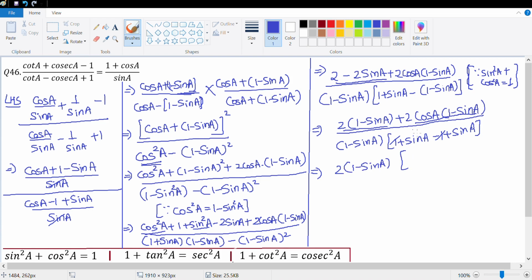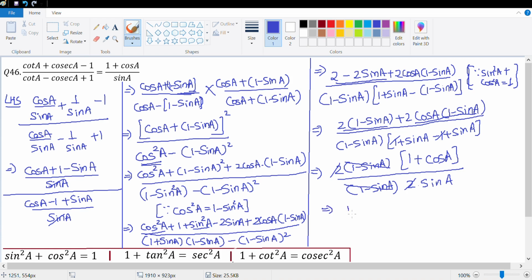So if I take 2 times 1 minus sine A common, in the first term I'm left with 1, plus in the second term I'm left with cos A, not 2, I have already taken out. So 1 plus cos A, and in the denominator I have 1 minus sine A times, in this term I have sine A plus sine A, that's 2 sine A. Anything gets cancelled? Yes, 2 and 2 get cancelled, 1 minus sine A and 1 minus sine A gets cancelled.